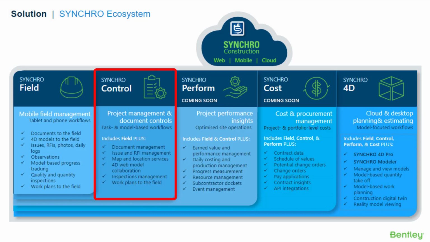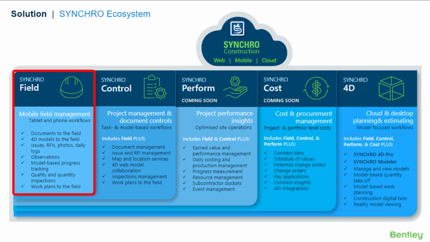Next, we have Synchro Control, our web-based project management and document control tool. Control is the heartbeat of the Synchro ecosystem, creating a direct connection between 4D, Control, and Field, generating that direct link of communication between the office and the field. Control is equipped with map and modeling services to help pinpoint issue and RFI management, as well as custom inspection and digital forms that are linked to an interactive dashboard.